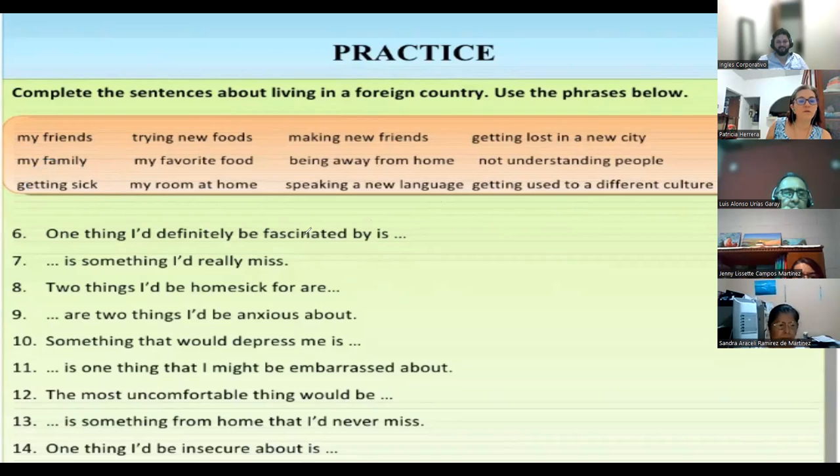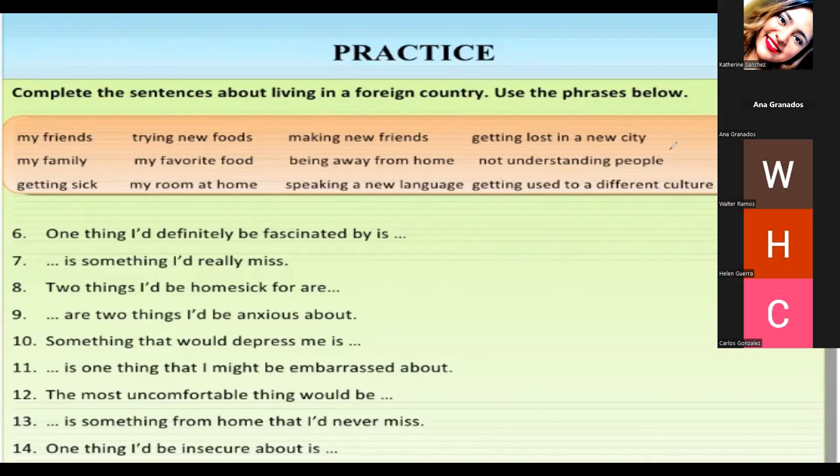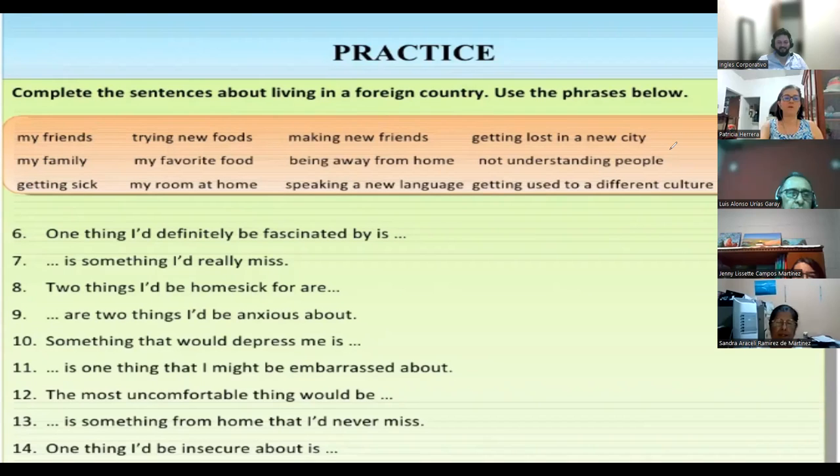Una cosa que realmente me fascinaría es enfermarme. Except no one ever, right? I don't think so. Unless you want to get the time off from El Seguro, then yeah, you would say something like that.